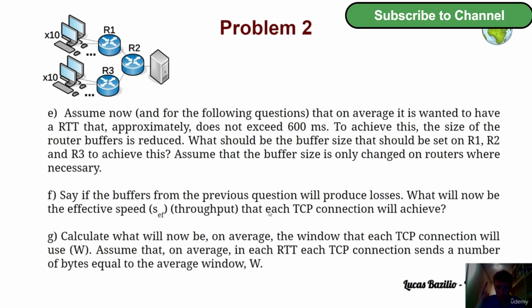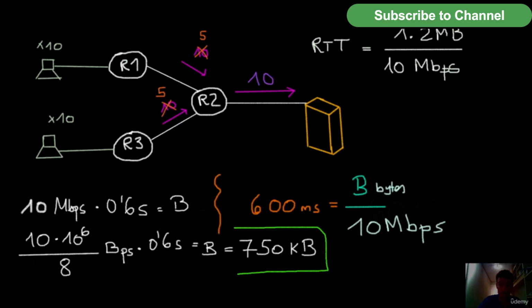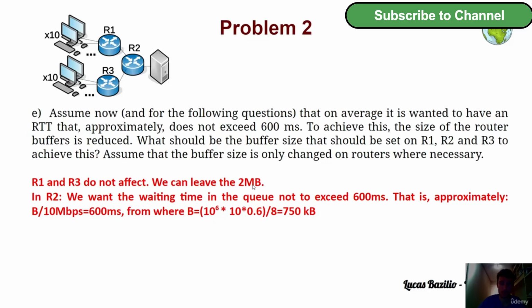Now, remember what we did on the previous question. On the previous question, we calculated the occupation buffer of the router R2, because the router R1 and R3 were not affected by this question. So we only needed to modify the size of the buffer of the router R2, and we arrived to the conclusion that the buffer size of the router 2 was this size in here, right? 750 kilobytes. This is what we did on the previous question, the question E.